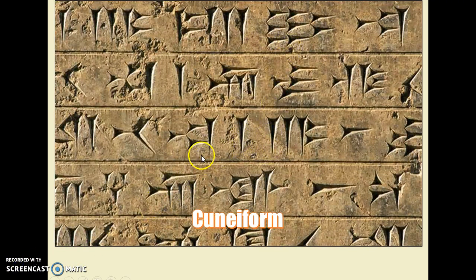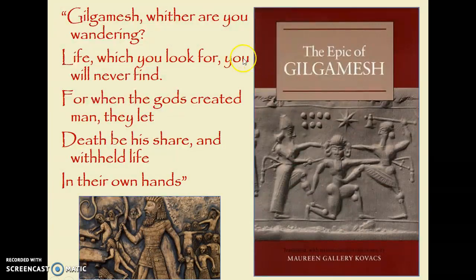Cuneiform was a series of marks, usually written in clay tablets with a wooden stylus. This is how they wrote down their records, usually business transactions, like if you traded, and religious traditions, things of that nature. Here's a portion of Gilgamesh, and if you went to Barnes and Noble, this is what a book might look like, the cover.